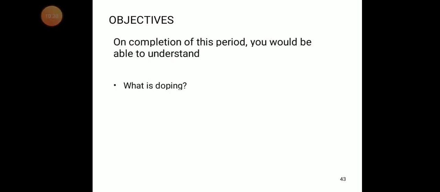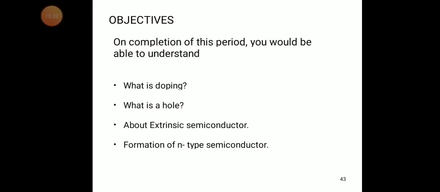Next, on completion of this period you will be able to understand what doping is, what a hole is, and we also discuss the extrinsic semiconductor and the formation of P-type and N-type semiconductors.